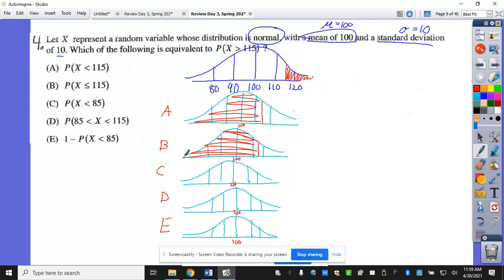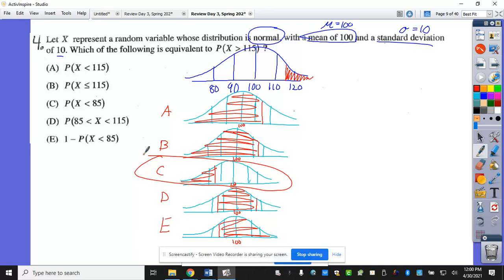C, I'm starting at 85, that's here, and shading which direction? D, I'm starting at 85, going to 115, and I'm shading everything in between. E says starting at 85 and going less than that, but I want everything that's not that. It's actually saying starting here and going that way. So which is the same as this one? Which is the same area as that one? I should be able to get everybody as far as idea wise here, but I don't think all of you would draw that picture out.